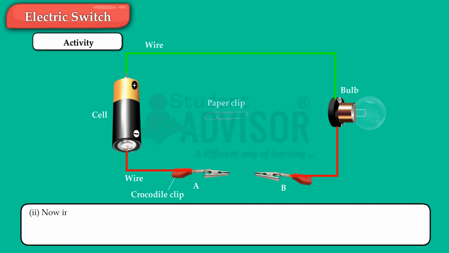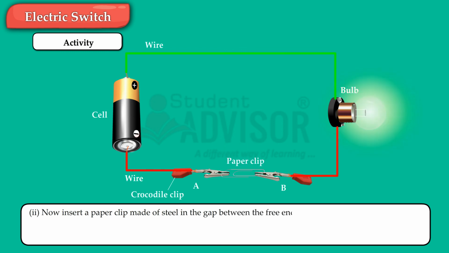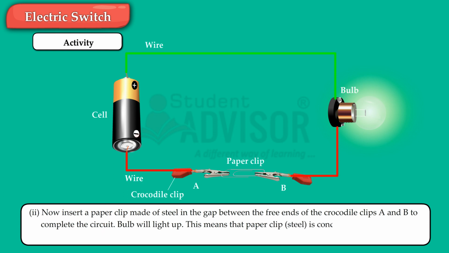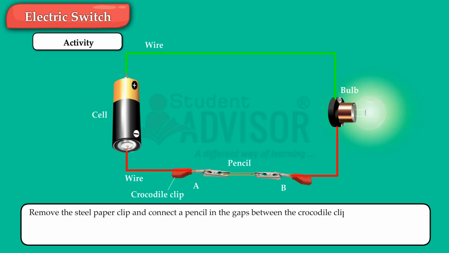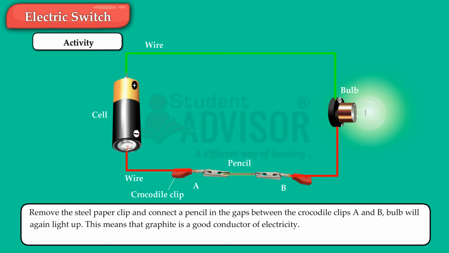Now insert a paper clip made of steel in the gap between the free ends of the crocodile clips A and B to complete the circuit. The bulb will light up. This means that the steel paper clip is a conductor of electricity. Remove the steel paper clip and connect a pencil in the gap between the crocodile clips A and B. The bulb will again light up. This means that graphite is a good conductor of electricity.